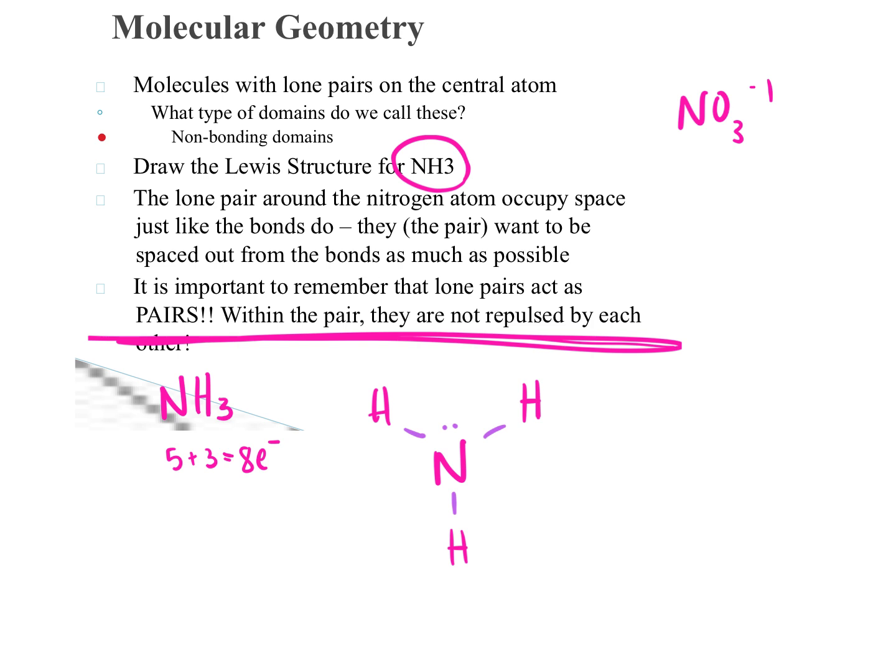All right, but we're looking at total domains. 1, 2, 3, and the lone pair counts as a domain. So we have 4 total, one of which is a lone pair. Okay, so 1 lone pair. This has 3 bonds. It has trigonal pyramid. Trigonal pyramid. Yep.